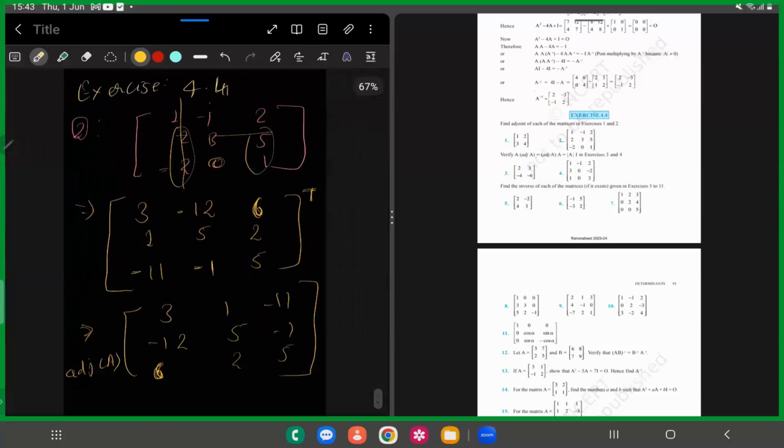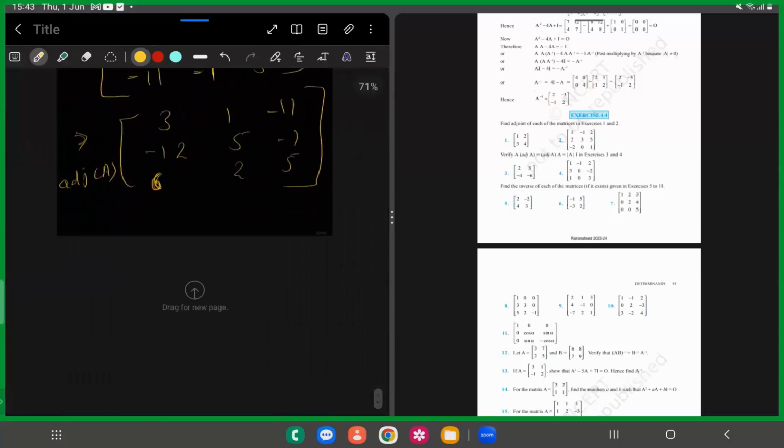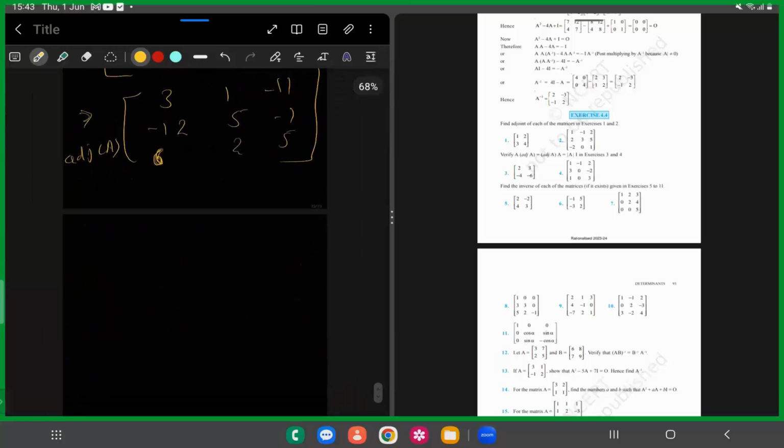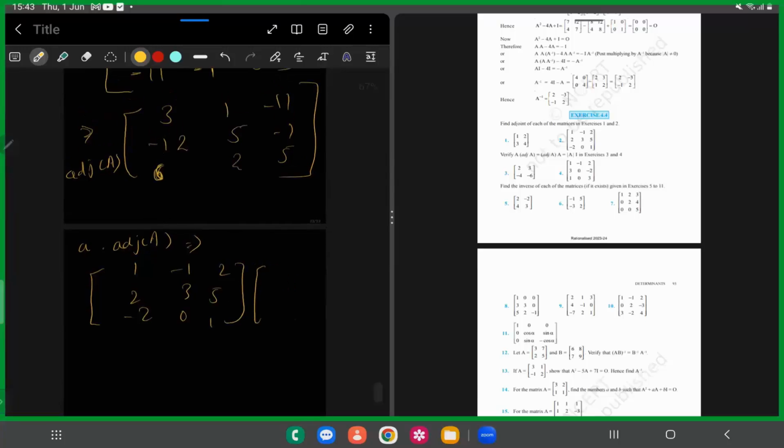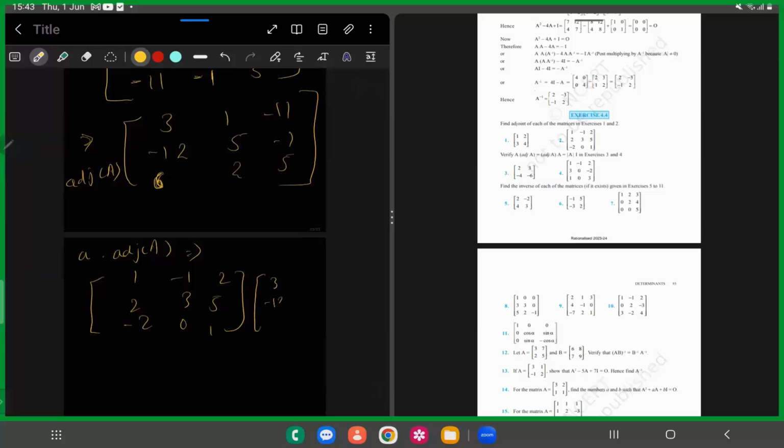So this is our adjoint matrix, and after that we just need to verify the property that is A into adjoint of A is determinant of A times I. Okay, so let's quickly find A into adjoint of A. So this comes out to be 1 2 minus 2, minus 1 3 0, 2 5 1, and this will be 3 minus 12 6, 1 5 2, and minus 11 minus 1 5.